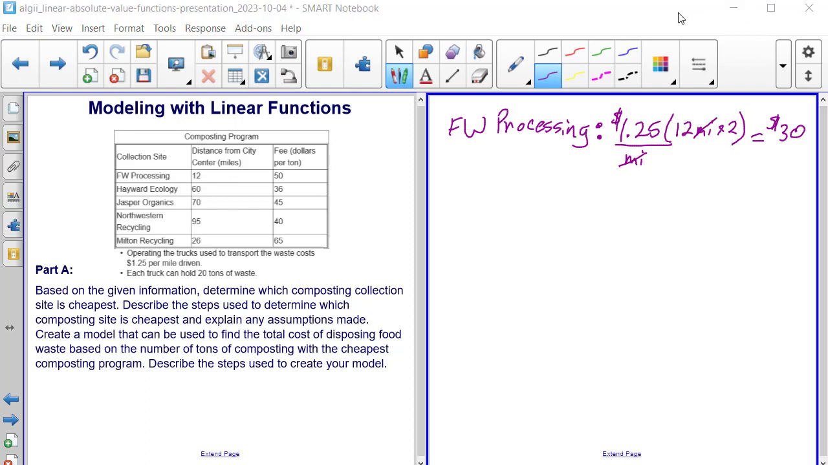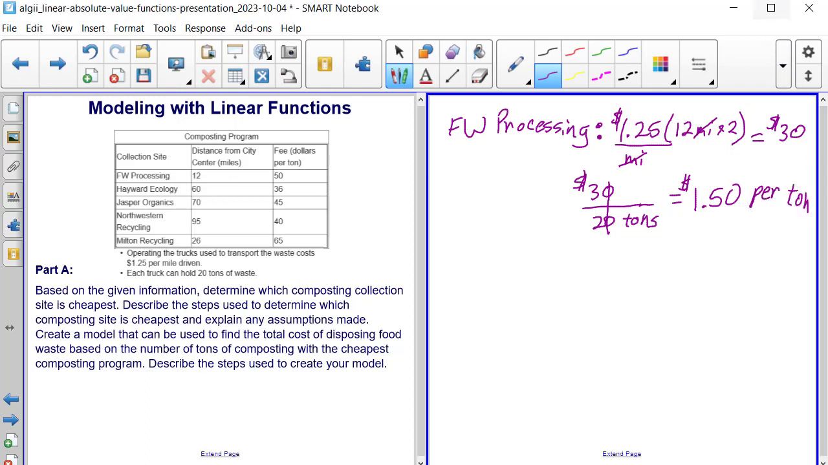Now we need to find the cost per ton. So far, we only have a cost, and we haven't taken the amount of tons of waste into account. Each truck can hold 20 tons of waste. So now we need to take the $30 that we found and divide it by the 20 tons of waste that each truck can hold. And when we do the division, we'll end up getting 3/2, or 1.5, which is $1.50 per ton.